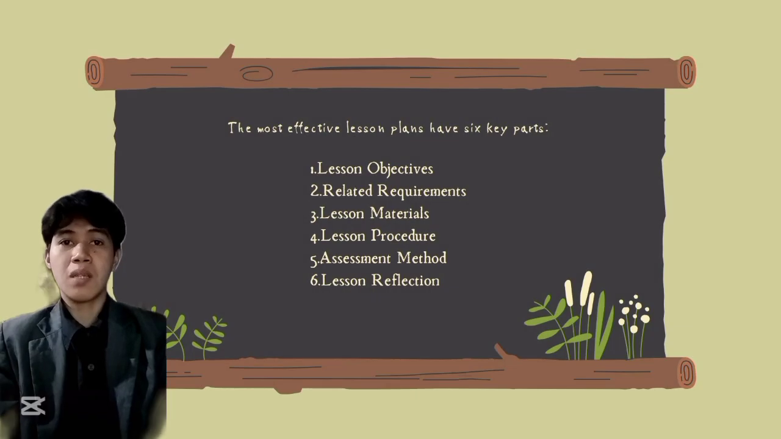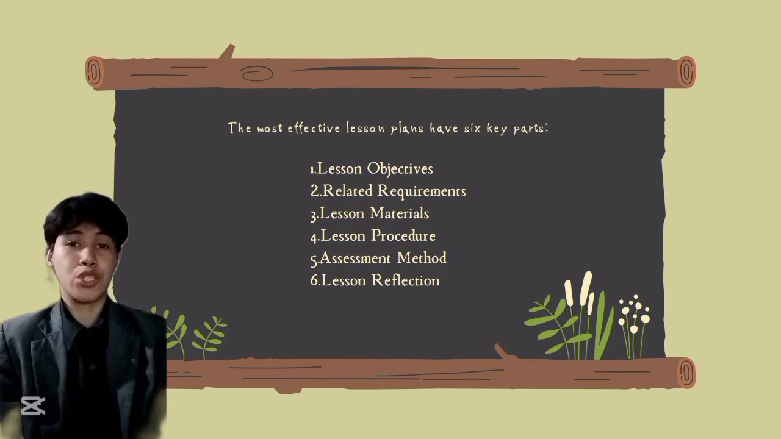The most effective lesson plans have 6 key parts, which are the learning objectives, related requirements, lesson materials, lesson procedure, assessment method, and lesson reflection. Because each part of a lesson plan plays a role in the learning experience of your student, it is important to approach them with a clear plan in mind.